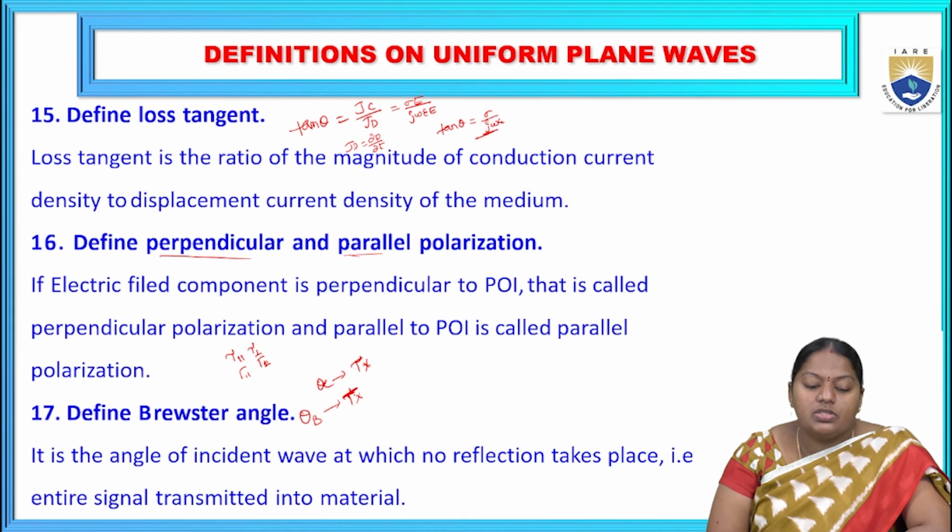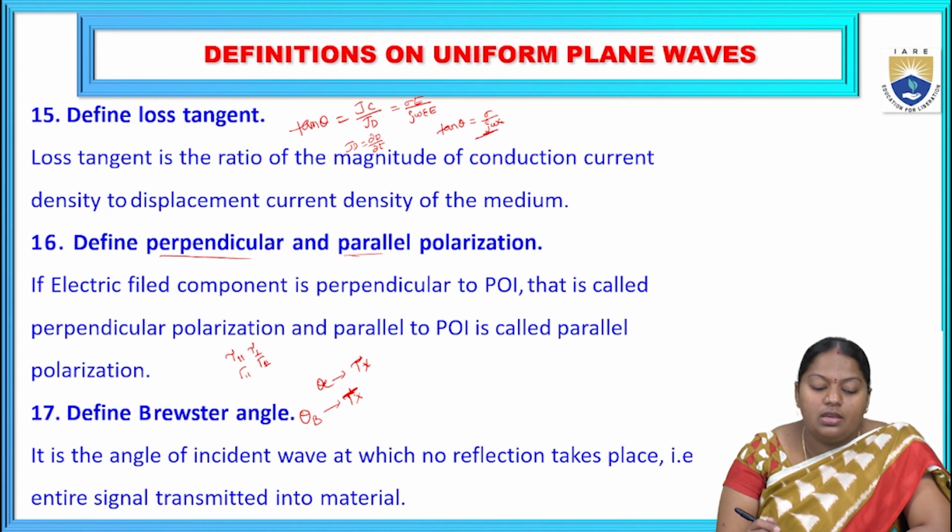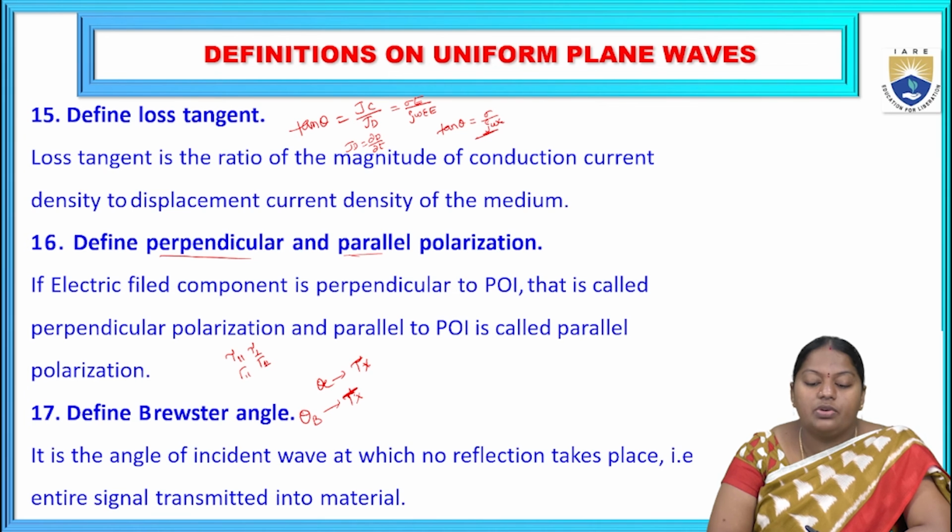To define the loss tangent, we need to consider two current densities, one is conduction current density and the other one is displacement current density. So loss tangent is the ratio of the magnitude of conduction current density to the displacement current density of that medium. Depending upon that, we will identify whether the given medium is a conduction medium or dielectric medium. From this loss tangent, we measure the angle called loss angle, that is given by theta equal to tan inverse of sigma by omega epsilon.